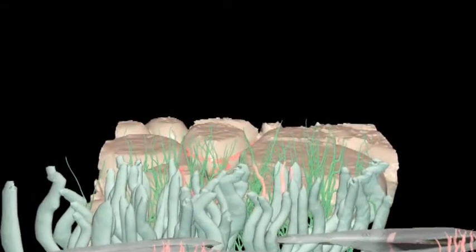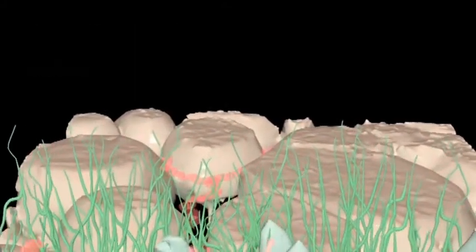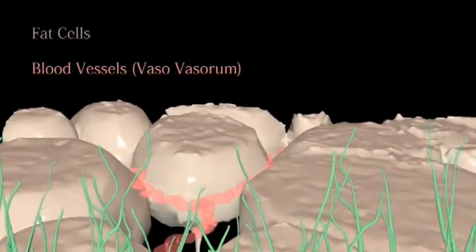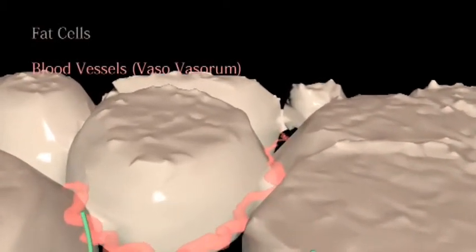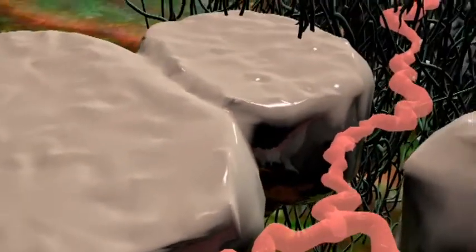The outermost layer consists of further smooth muscle cells, elastic fibers, and collagen that attach the vein securely to surrounding fat. This fat is innervated with smaller blood vessels that supply the outer layers of the vein with a sufficient supply of oxygen.